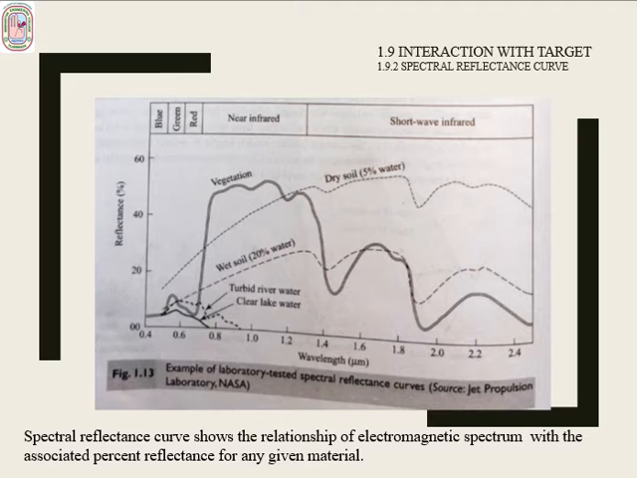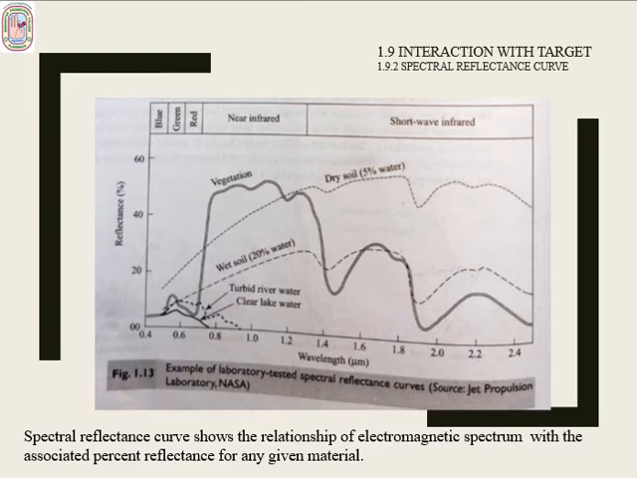This is an important topic and shows the spectral reflectance curve, which shows the relationship of the electromagnetic spectrum with the percentage of reflectance for any given material. Here it shows the different materials. One is the vegetation curve, another one is the dry soil which has only 5% of water, another one is the wet soil which has 20% of water, then the turbid river water, and finally clear lake water. It shows the reflectance value on the y-axis and wavelength on the x-axis. The wavelength starts with the blue band, green band, red band, then the near infrared band, and finally the short wave infrared band.